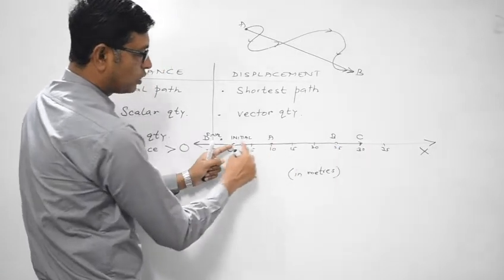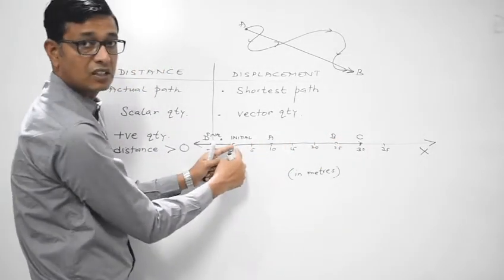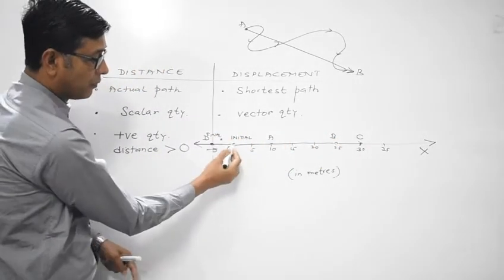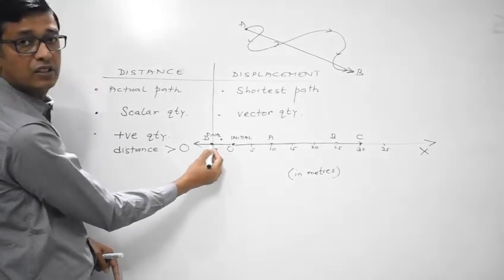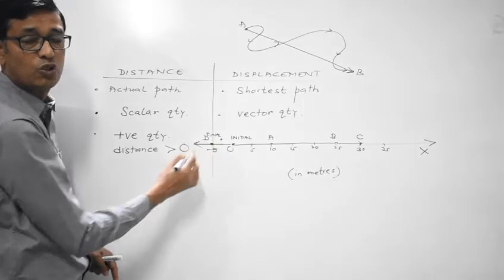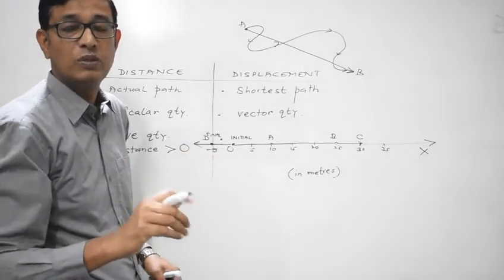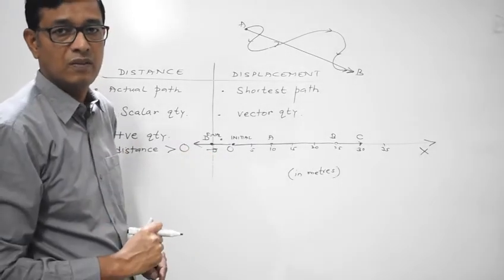It again comes back to point O, so again 30 meters is covered, and then he goes to point B. This is the final position. So again plus 5 meters. So 30 plus 30 plus 5, so it will be 65 meters. That will be the total distance covered by the body.